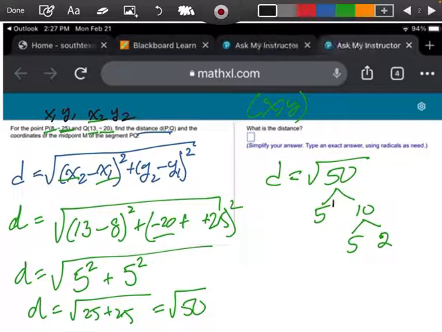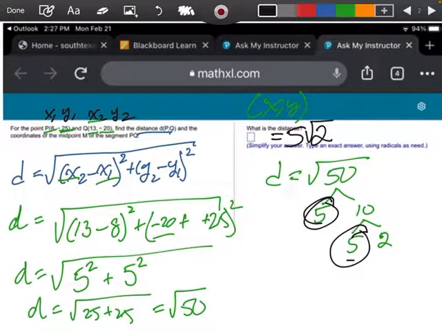Remember, y'all, the square root means I'm getting pairs. So in this case, we have a pair of 5s, right? So the number that's going to come outside is the 5. The number that's going to stay inside is the 2. So here's my distance. The distance is 5 square root of 2. Okay, now we're going to find the midpoint.